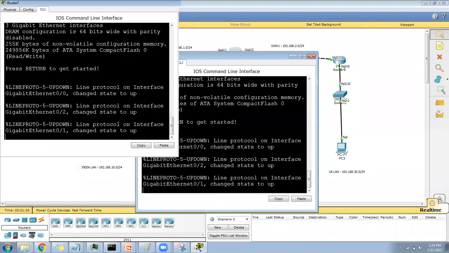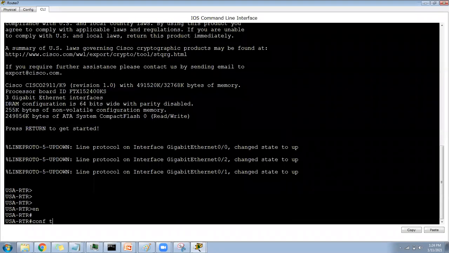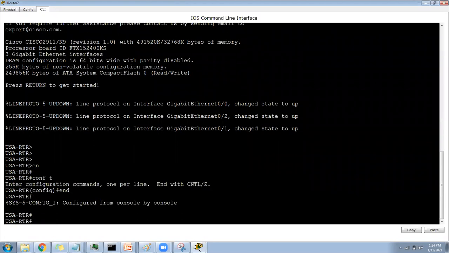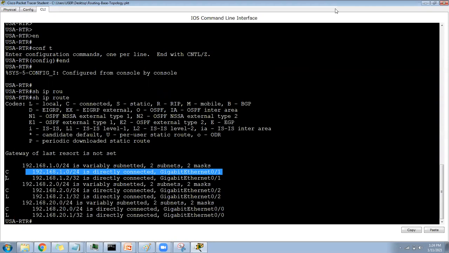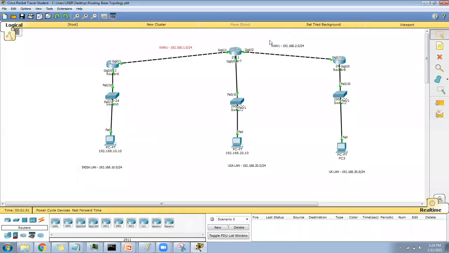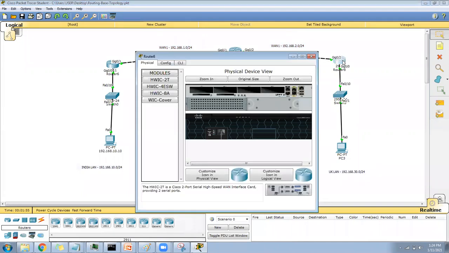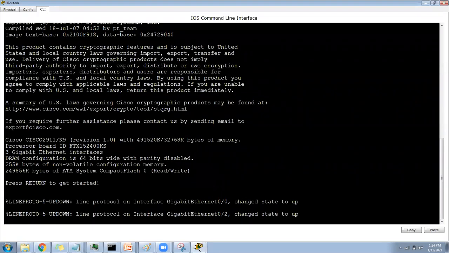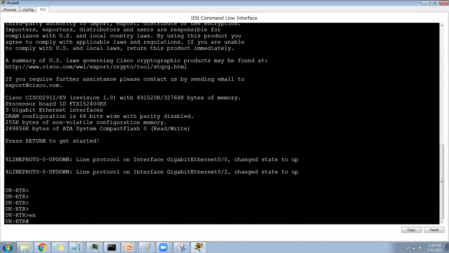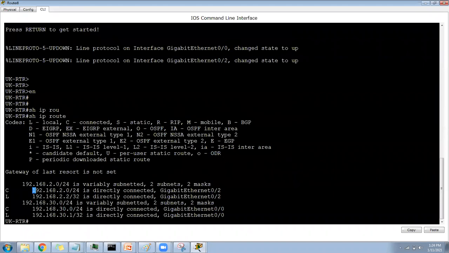Similarly, if you go to the USA router and show ip route, you can see three directly connected networks. C means directly connected, by default. So the three directly connected networks are one, two, and this third. And on the UK router, show ip route, here there are two networks, one and two.